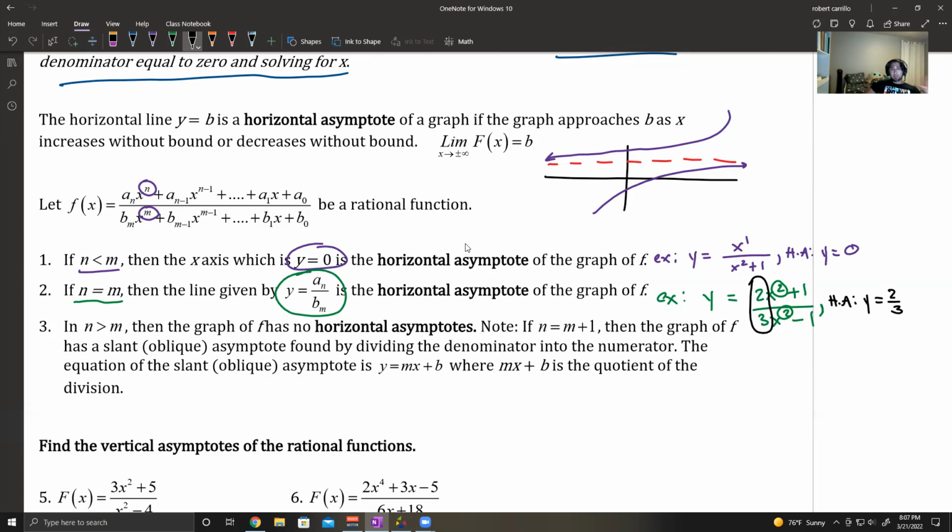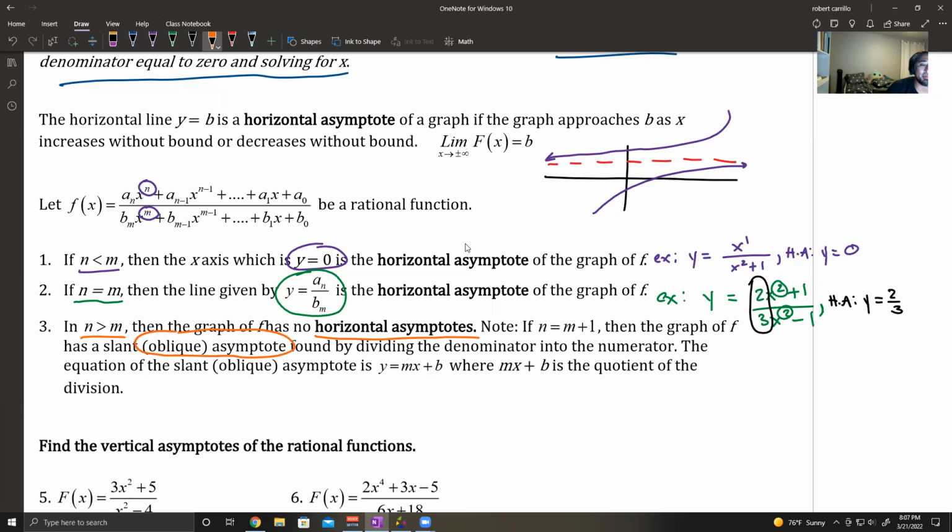Okay. And then rule 3, not my favorite, but I'm glad we don't do it in this class. If the numerator is bigger than the denominator, then it is no longer a horizontal asymptote. It is now called an oblique asymptote. And the only way to find an oblique asymptote is by doing polynomial long division, which is something we don't do in here, thank goodness, right?